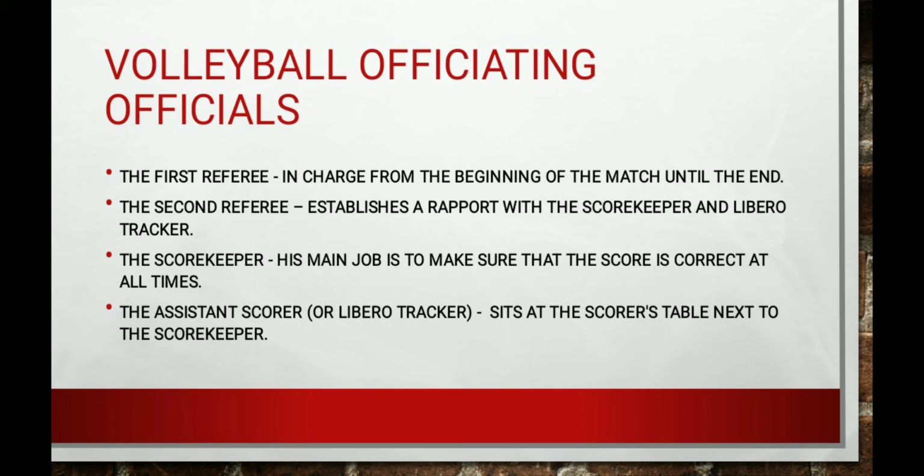The scorekeeper's main job is to make sure the score is correct at all times. The scorekeeper uses a score sheet to keep track of the game. The assistant scorer or libero tracker sits at the scorer's table next to the scorekeeper. The assistant scorer's main function is to record libero replacements onto a libero tracking sheet.